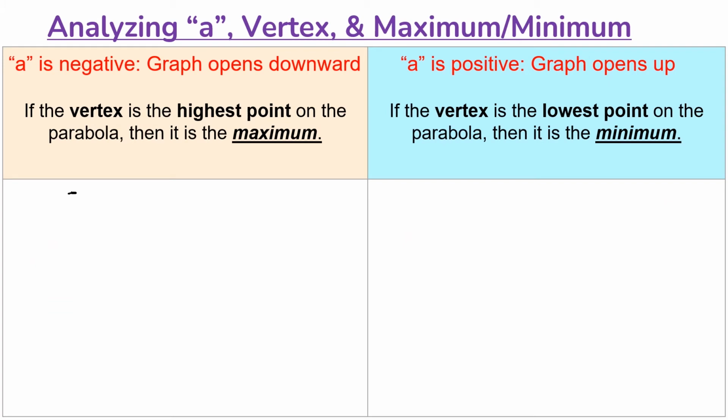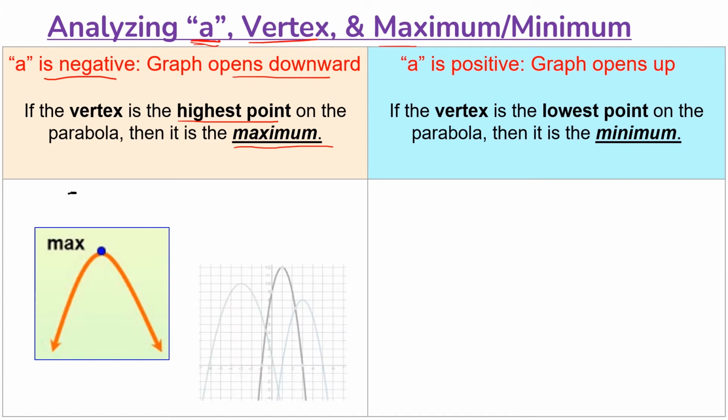So let's analyze the letter a a little bit more, which is the coefficient of your x squared term, or the number in front of your x squared term, and how it relates to the vertex and the minimum or maximum. Now if a is negative, then that graph will open downward. If the graph opens downward, then you will have the highest point on the graph, which would be called the maximum. So the vertex would be a maximum if a is negative. And here are some examples of graphs where a would be negative.